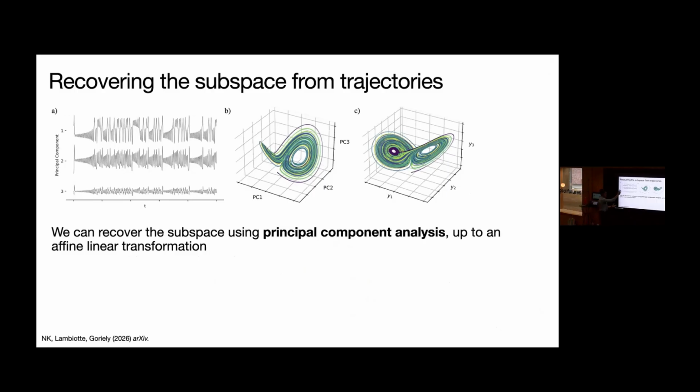If you do PCA, because this is a linear subspace, you'll reconstruct the thing that you put in there. So here, you won't reconstruct it exactly, you reconstruct it up to a transformation. So if I train it to do the Lorenz attractor, and then I do the PCA, I'll get something that looks like a shifted Lorenz attractor.